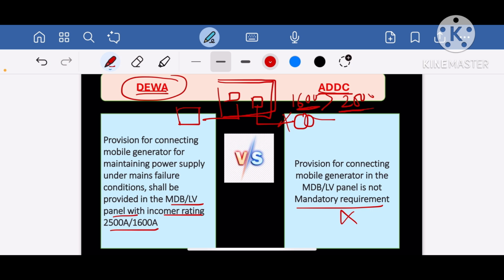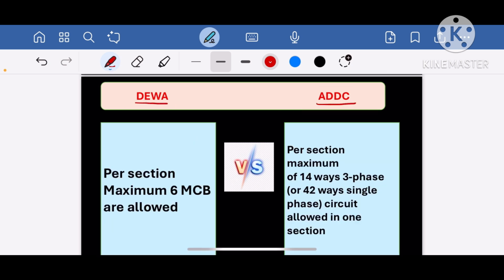Now let us move to the other difference between DEWA and ADDC regulation. As per DEWA, per section in the FDB, maximum 6 MCBs are allowed. But in ADDC regulation, per section 14-way three phase, or we can say 42-way single phase MCBs are allowed. What does it mean? Let me explain.